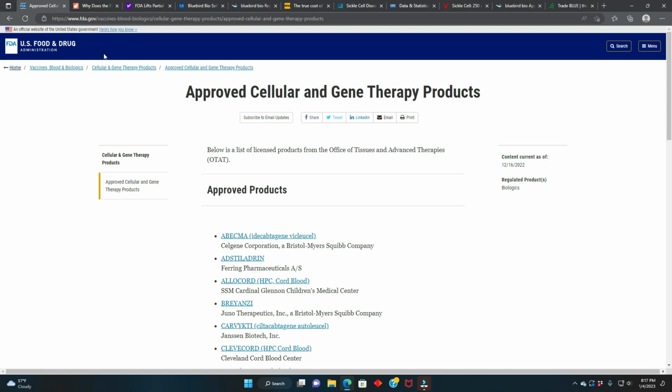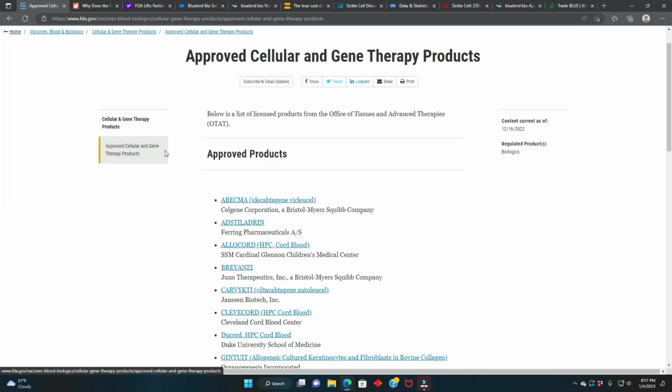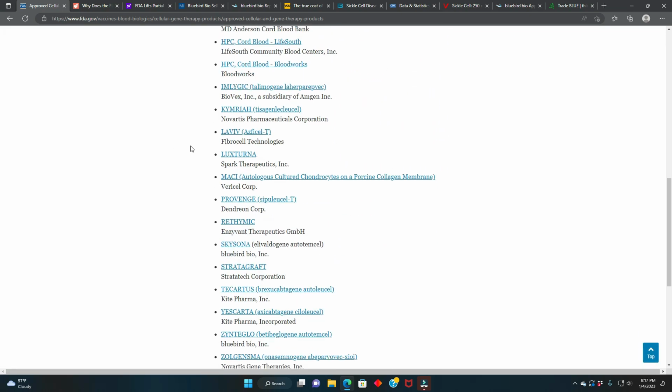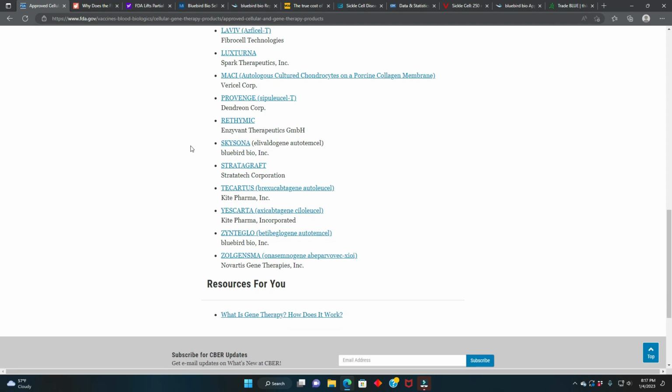So we'll start off by going to the FDA's website. On this page, which is their approved cellular and gene therapy products, there are currently 24 approved products per the FDA, and two of them belong to BlueBird Bio, being Skysona and Zynteglo. Now, these two approvals came in August and September of 2022, so they're new.